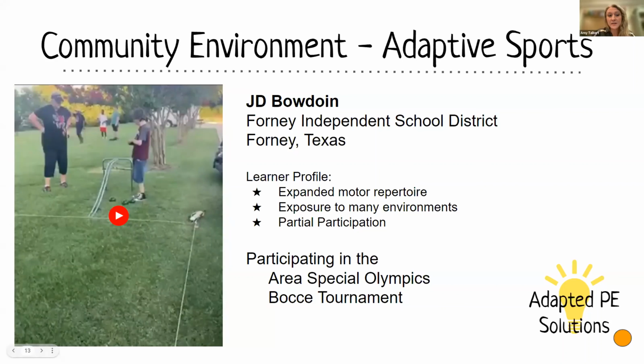So JD plays on a Special Olympic bocce team, and he has worked very hard over the last 5 or 6 years to learn the skill, learn the understanding of the game. And now he is fairly proficient in this game and does very well when he plays.